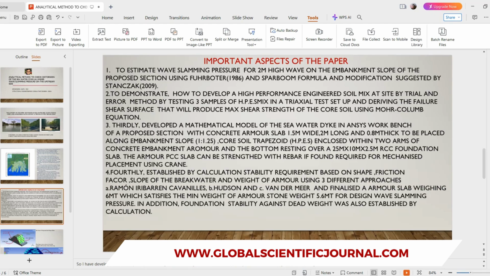Fourthly, I also established by calculation the stability requirement based on shape, friction factor, slope of the breakwater, and weight of the armor using three different approaches: A is Ramon Iribarren, B is Hudson, and C is Van der Meer. I finalized an armor slab weighing 6 metric ton, which satisfies the minimum armor stone weight of 5.6 ton for the design wave slamming pressure. In addition, foundation stability against dead weight was also established by calculation.